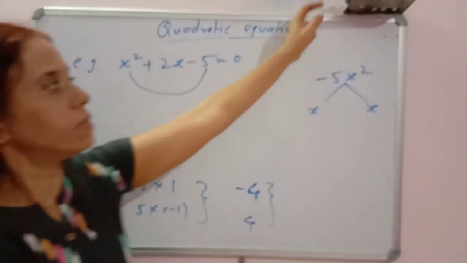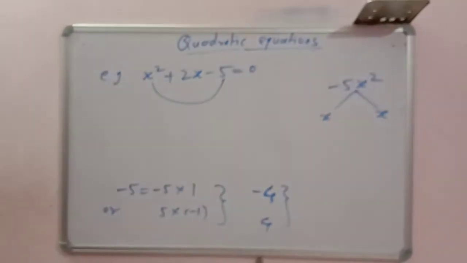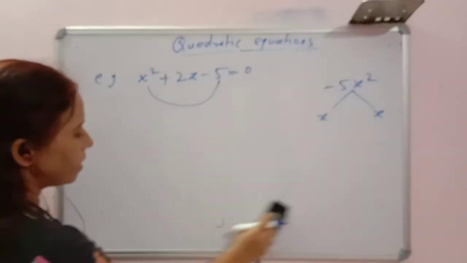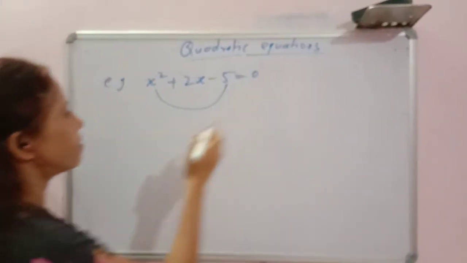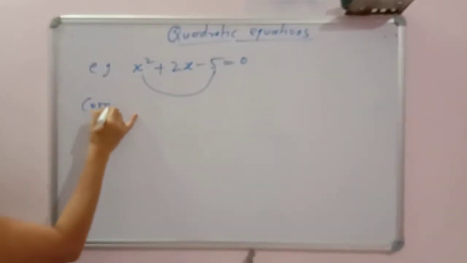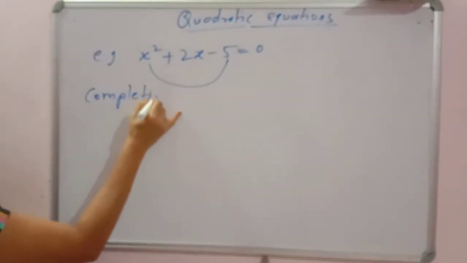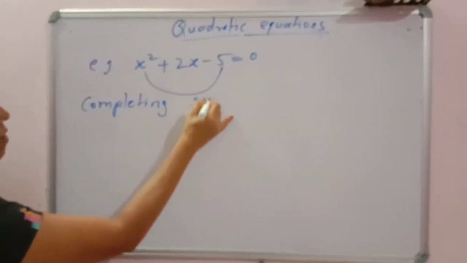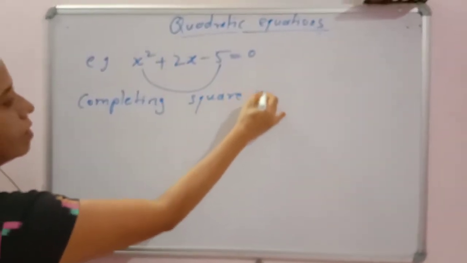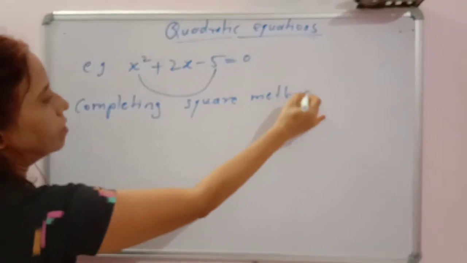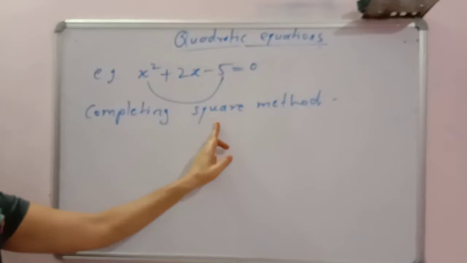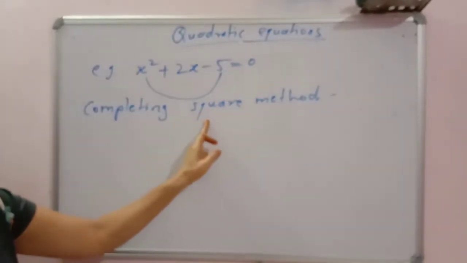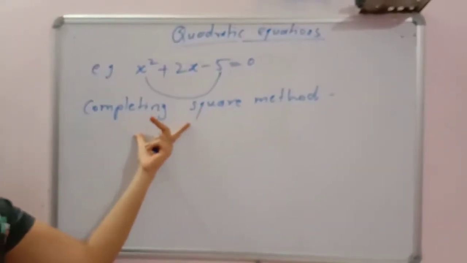So we can't factorize negative 5x square in such a way that the sum is plus 2. To solve such examples, we have to use a different method, and that method we are going to study today, that is the completing square method. The name itself suggests something, that is we have to convert something into a complete square.